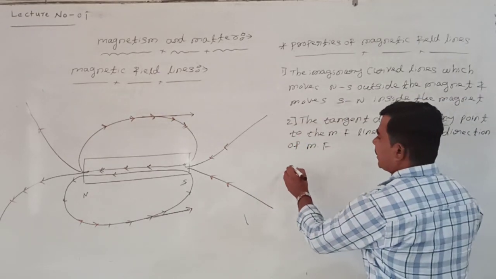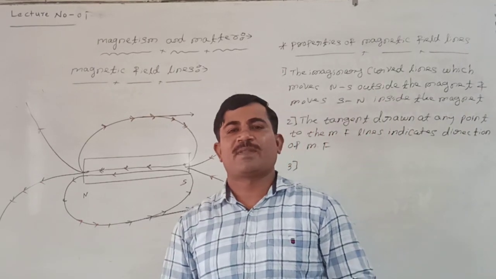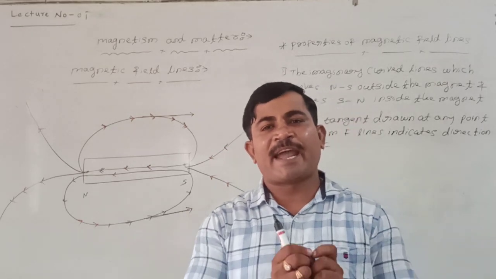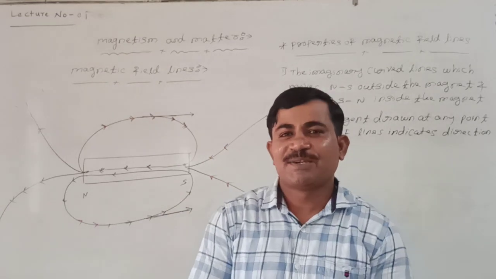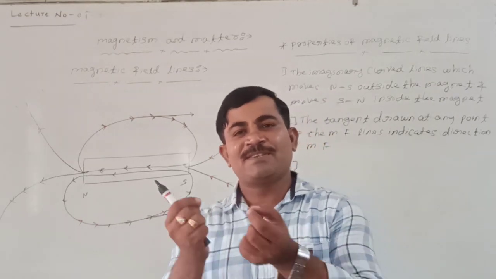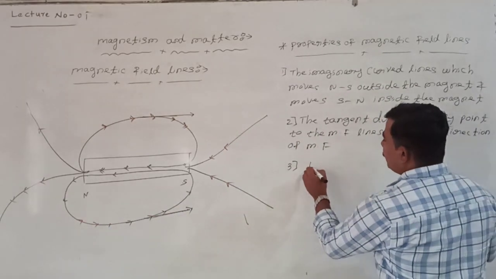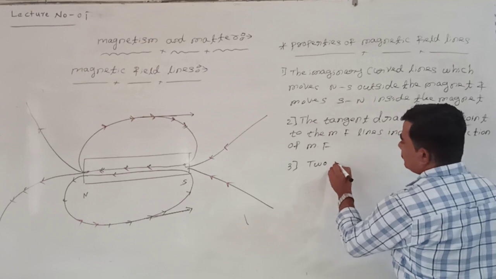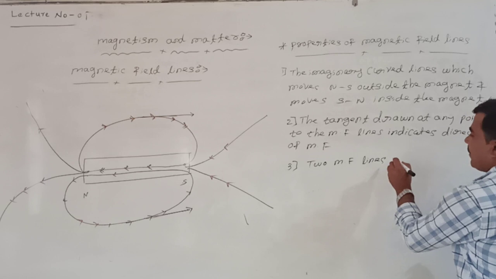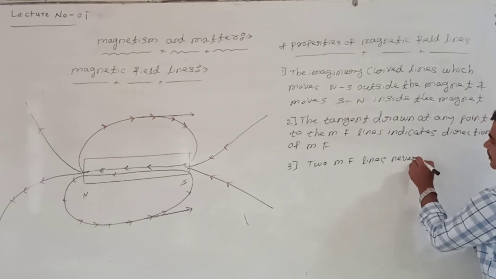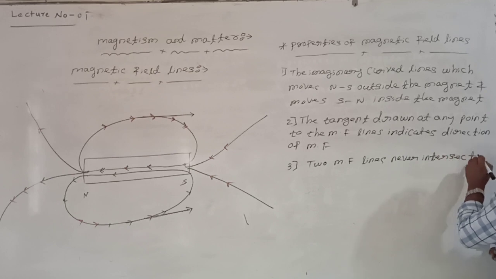Then the third property indicates that two magnetic field lines never intersect each other. The third property indicates two magnetic field lines never intersect each other. See here, two magnetic field lines never intersect each other.